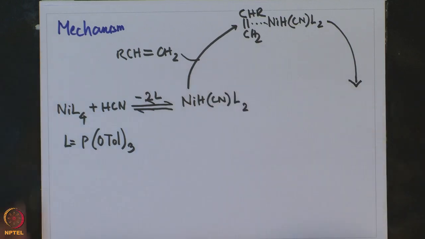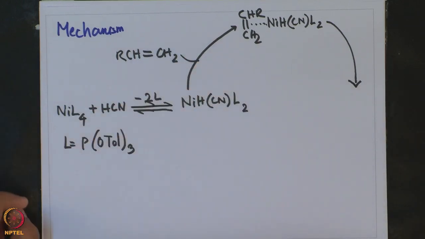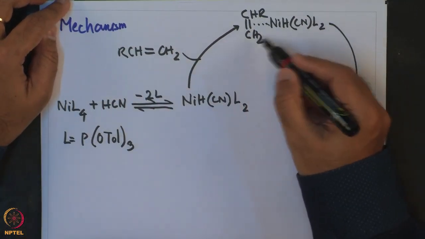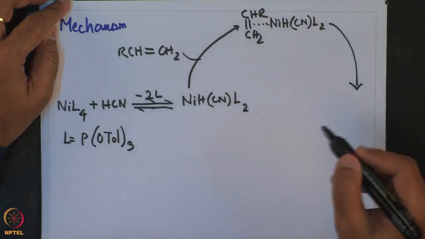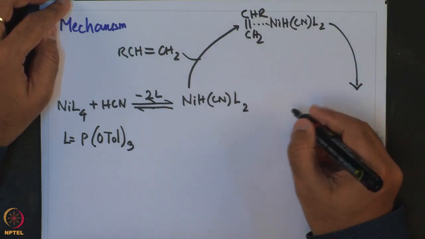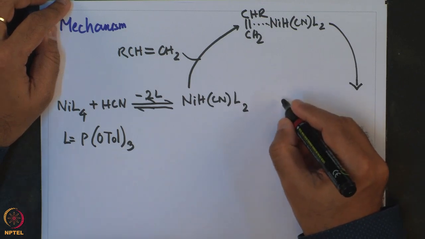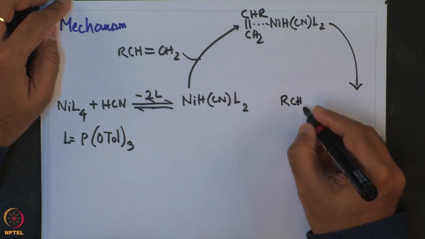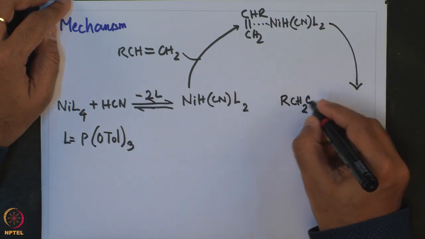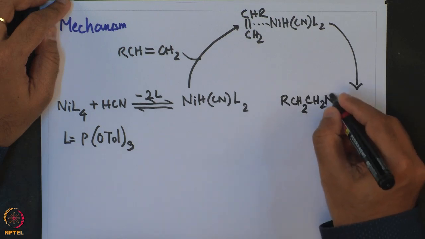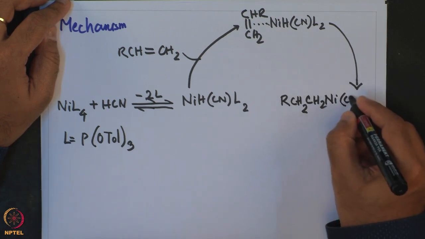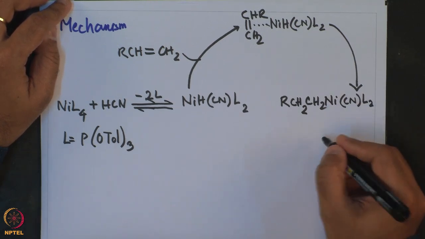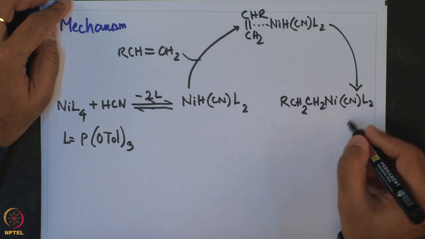This reaction is first activation of olefin by coordination to nickel, followed by insertion of this olefin into the nickel hydride bond to give this species, a nickel alkyl species of the type R CH2 Ni CNL2, and then is this reductive elimination.